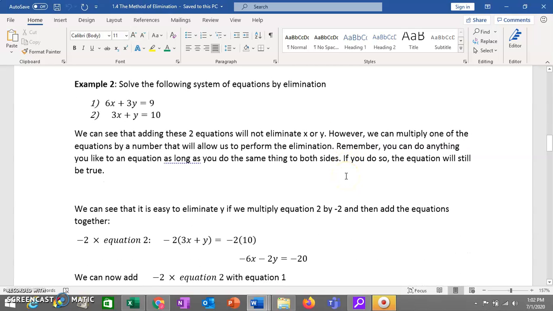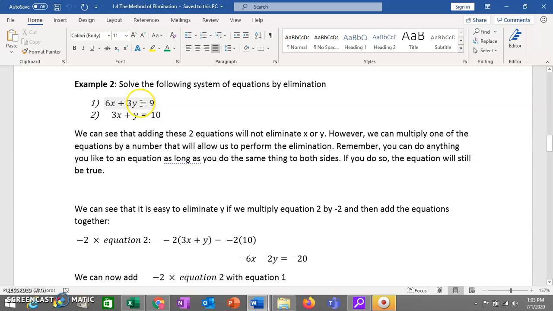All right, we're going to get a little bit more complicated here now. We are going to solve this system of equations by elimination. And this is a little bit more complicated because nothing eliminates if I just add these equations together. If I add them, 6x plus 3x gives me 9x, 3y plus y gives me 4y. I have 9x plus 4y. I haven't eliminated x or y. So I can't really just add these two. That's not going to help me.